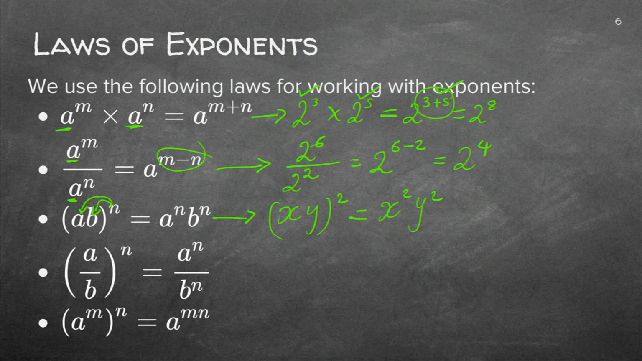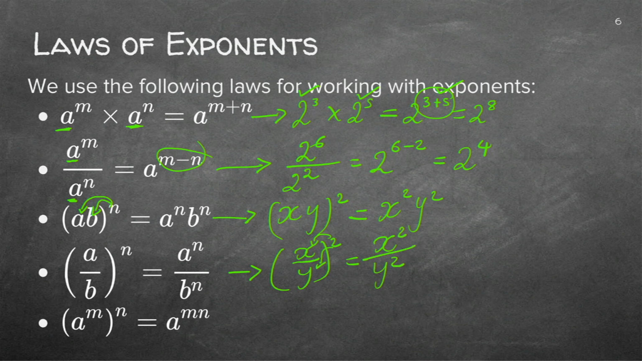The same concept applies when values are dividing. As you see there, we have a over b, all to the power of n. So it is the same as a to the power of n divided by b to the power of n. This means that if I have x divided by y, all to the power of 2, I have to distribute this exponent to both values. So this will be x to the power of 2 divided by y to the power of 2.